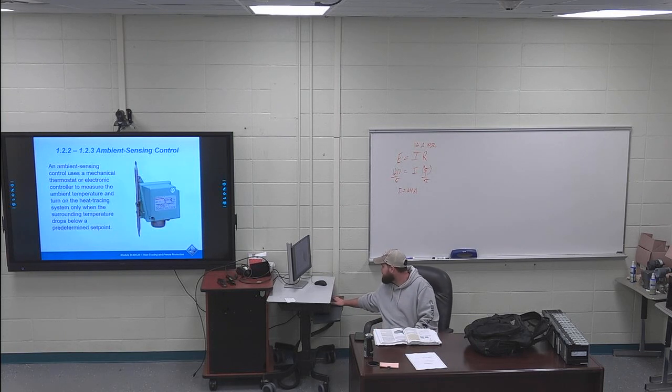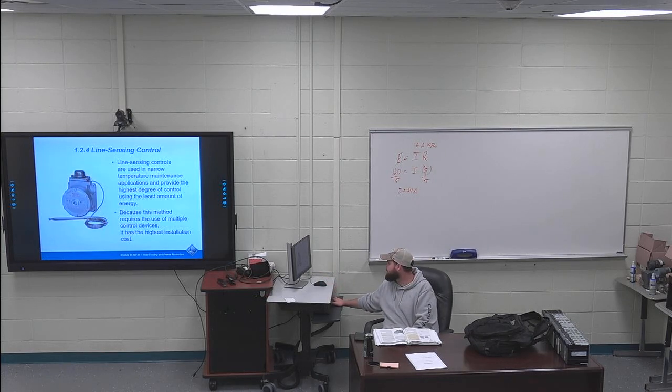122. Ambient sensing control. So you can see this controller right here. This tube on the side is what is actually measuring the temperature of the air. So this controller controls based on the temperature of the air that's around it. When it drops below a certain temperature, this turns on. So this is only an on or off component, but it can also be used to turn multiple circuits on or off. But this is just sensing ambient control, not the actual temperature of the pipe itself. But no highlights directly in that.